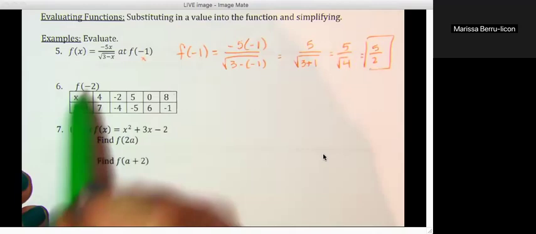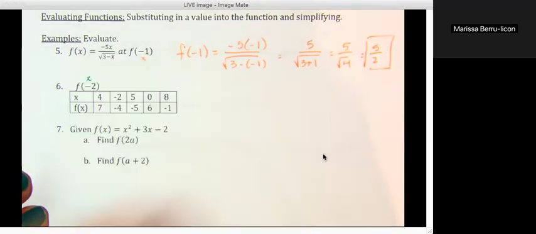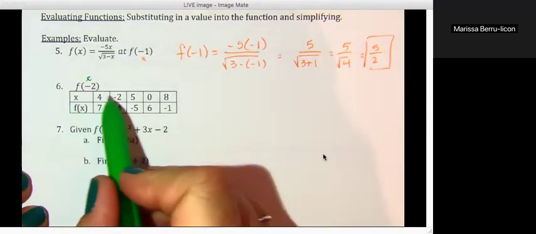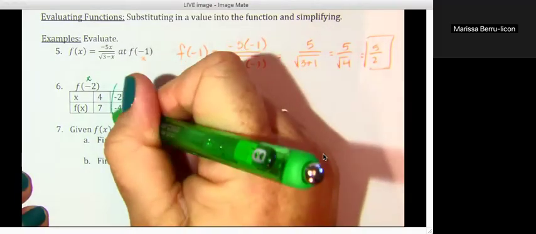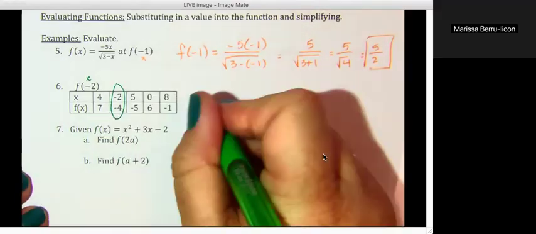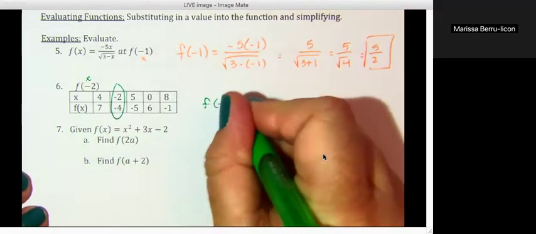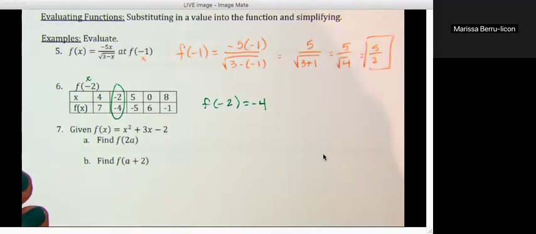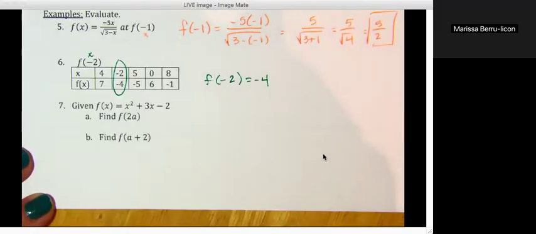Now finding f of negative 2, this is my x value. So I'm looking, well, where does x equal negative 2? And that would be this column right here. Well, my function's value at negative 2 is negative 4. So not a whole lot of work to show for these. Now, these next 2 problems are getting us set up for function composition. So this is where we have a function and we're plugging another equation into that function.